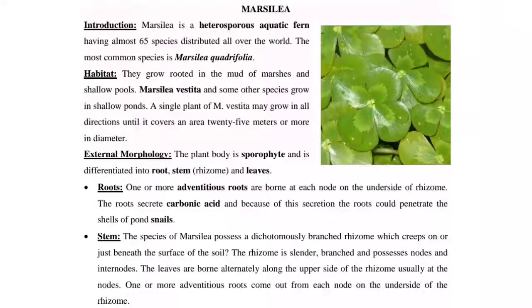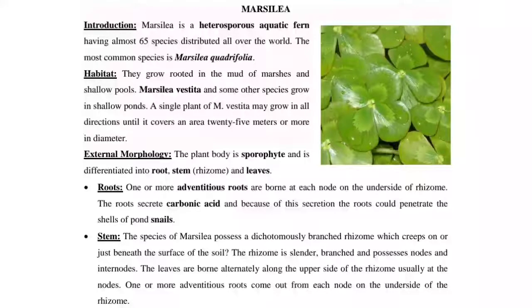Marsilea introduction. Marsilea is a heterosporous aquatic fern having almost 65 species distributed all over the world. The most common species is Marsilea quadrifolia. Habitat. They grow rooted in the mud of marshes and shallow pools. Marsilea vestita and some other species grow in shallow ponds.